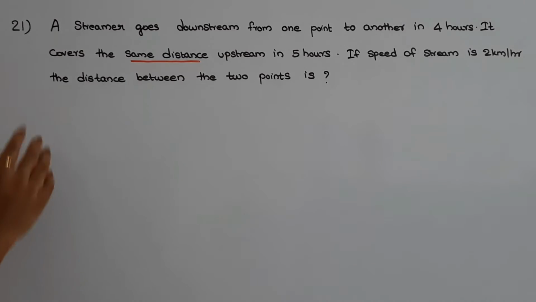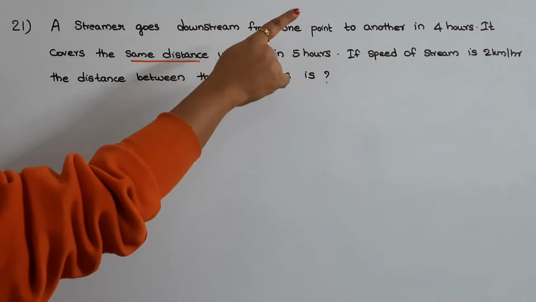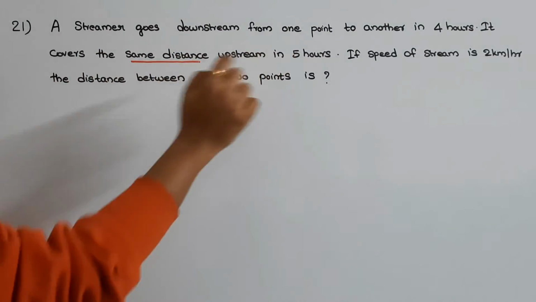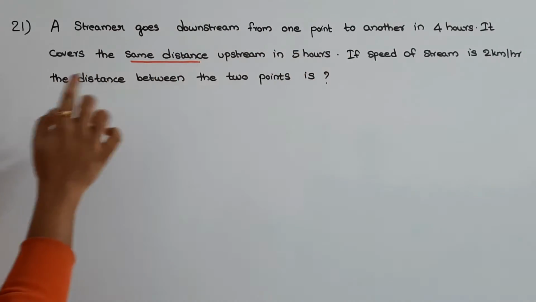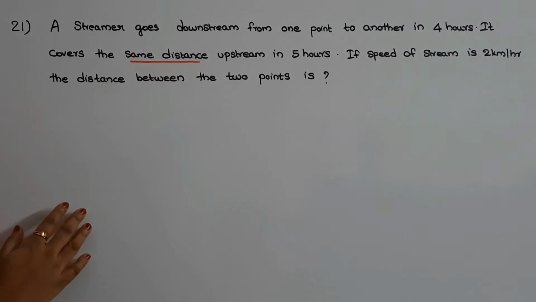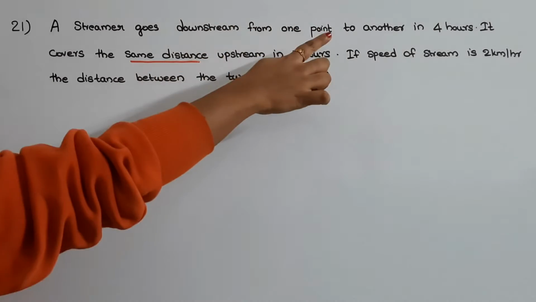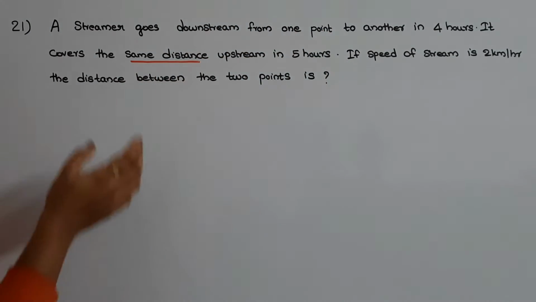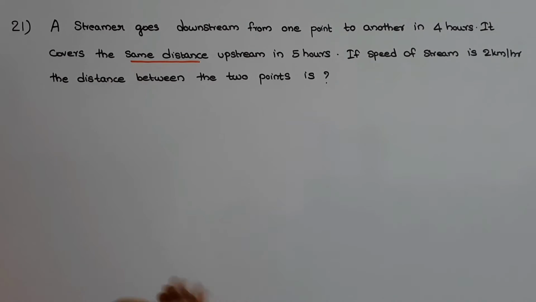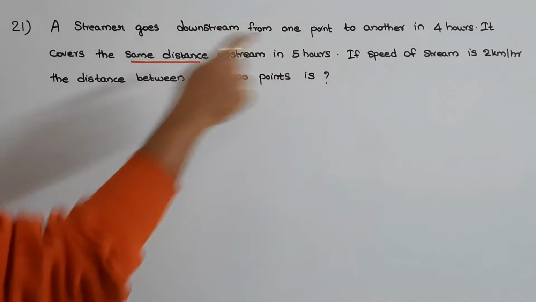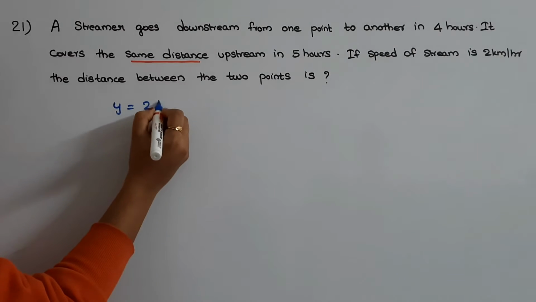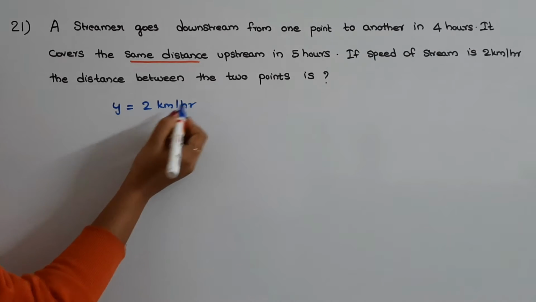The next question is, a steamer goes downstream from one point to another in 4 hours. It covers the same distance upstream in 5 hours. If the speed of the stream is 2 km per hour, the distance between the 2 points is. So, in this question, they have given the downstream time as well as the upstream time. And they are telling that the distance travelled upstream is the same as the distance travelled downstream. And the speed of the stream is given as 2 km per hour. So, y is given as 2 km per hour.